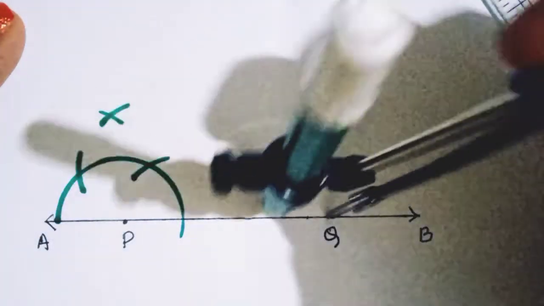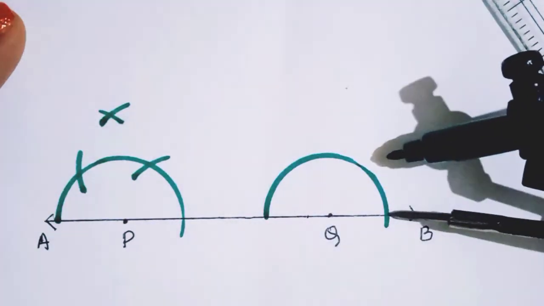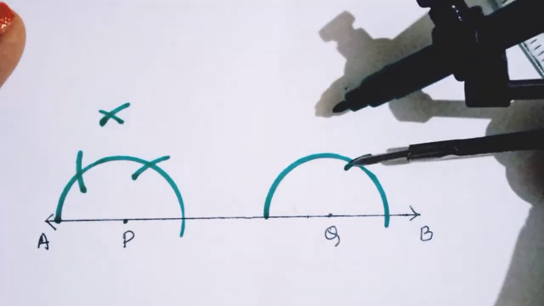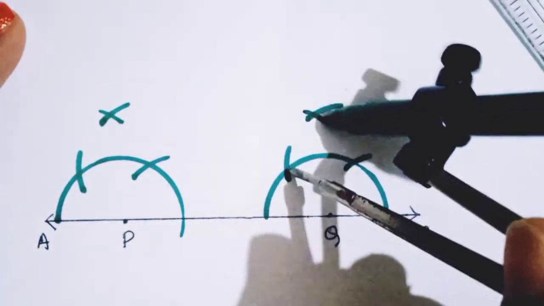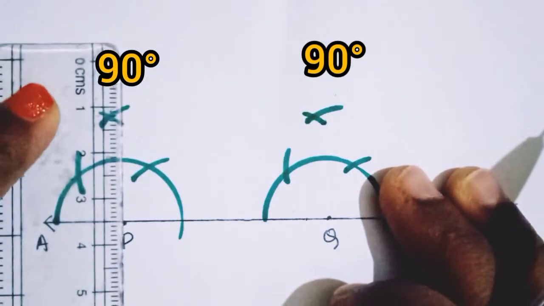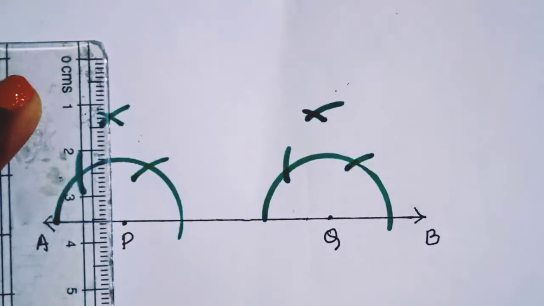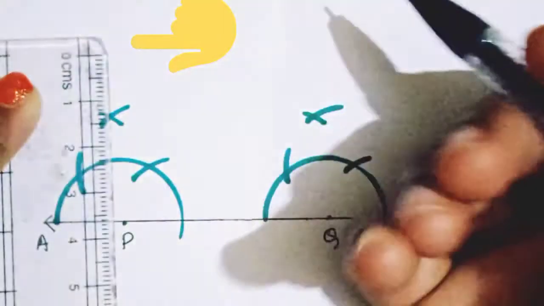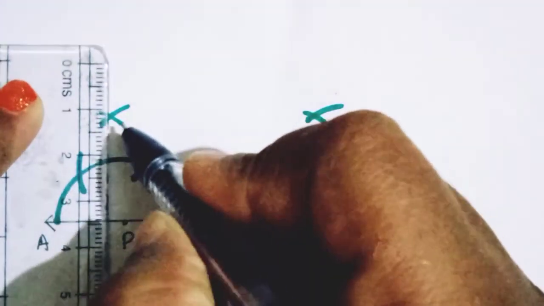Now with Q as center, again construct 90 degree. First you have to draw a 60 degree arc, then 120 degree arc. Then with both as center you have to draw the arcs and that line will be 90 degree. So now you have to draw a perpendicular line of 90 degree. And wherever both the lines intersect, from there you can draw the perpendicular line.